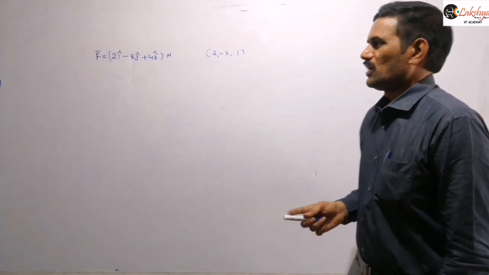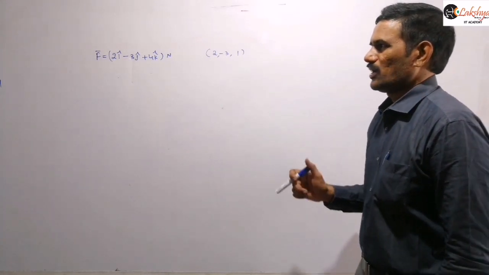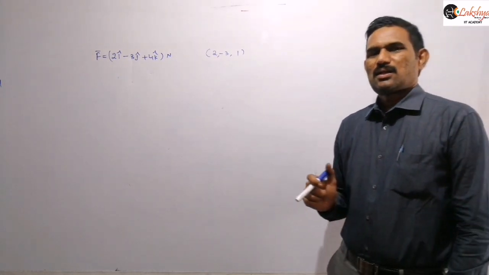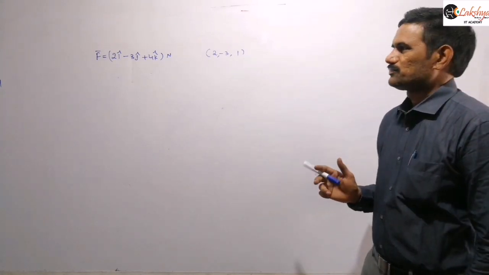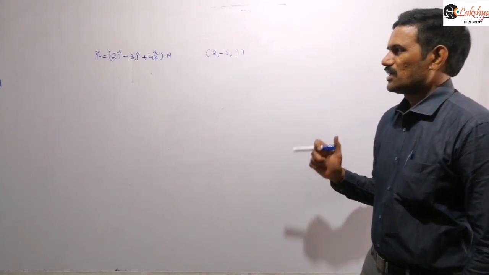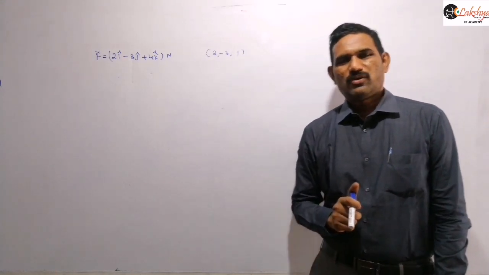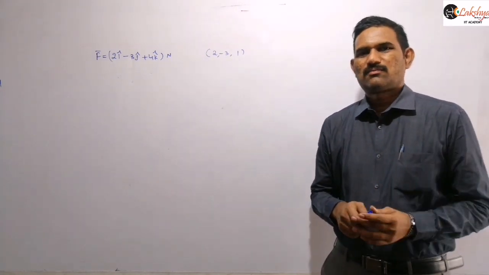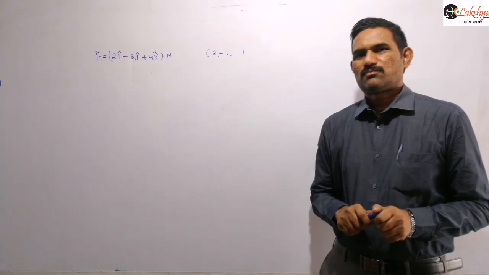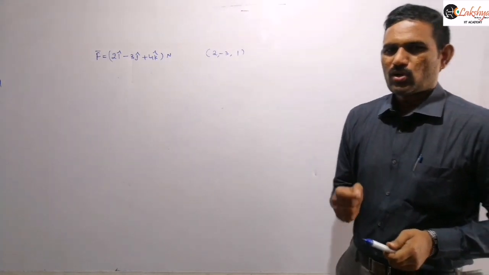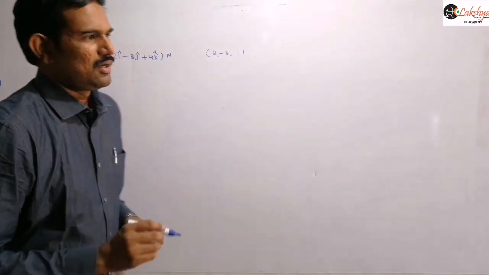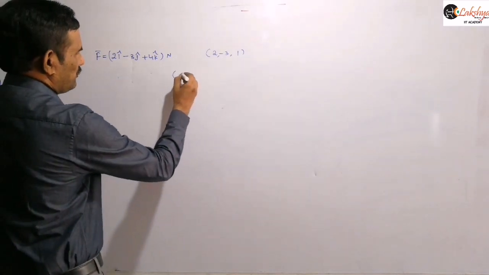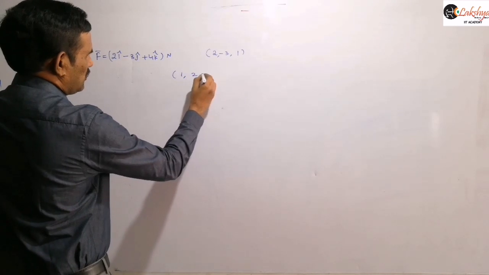So write that point. A force of 2i cap minus 3j cap plus 4k cap newtons acts on a particle placed at the point 2 comma minus 3 comma 1. Then find the torque due to this force about the origin, and also find it about the point 1 comma 2 comma minus 1.